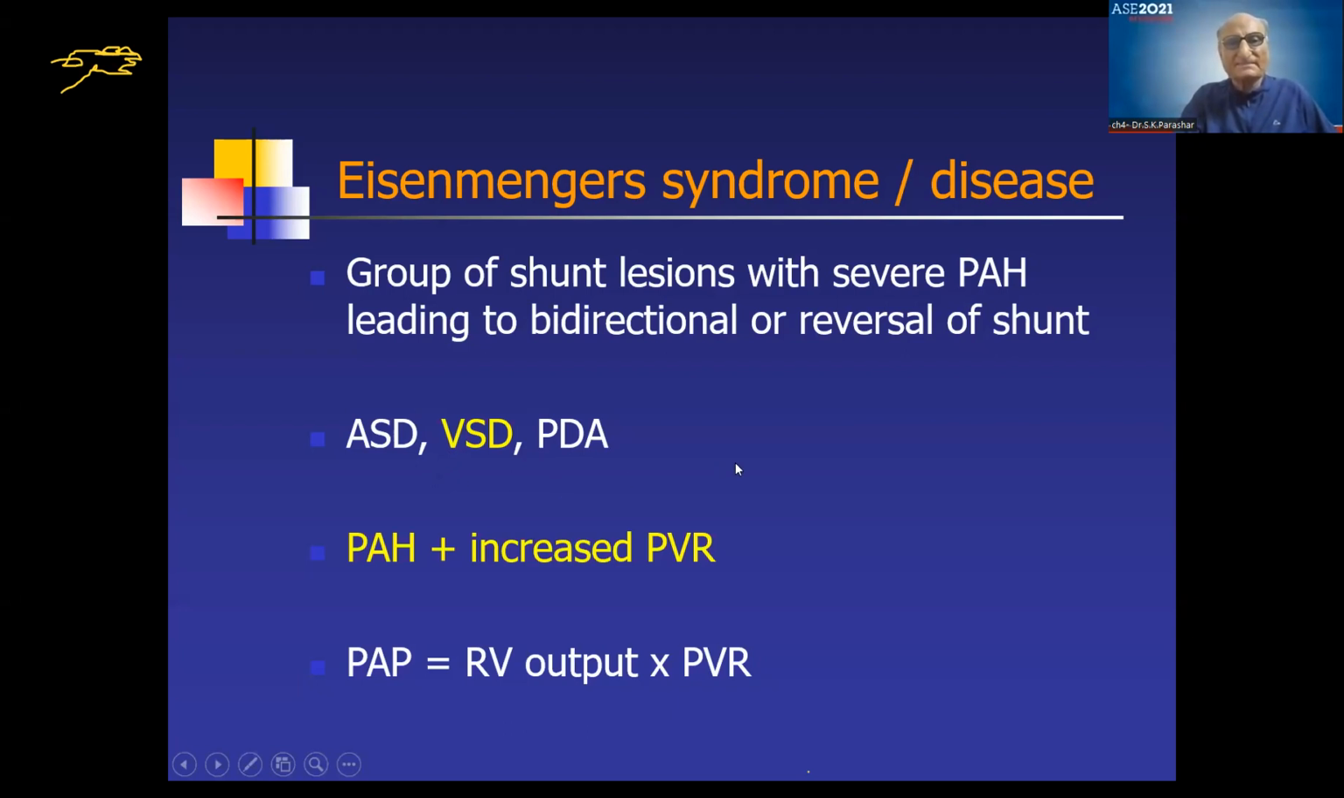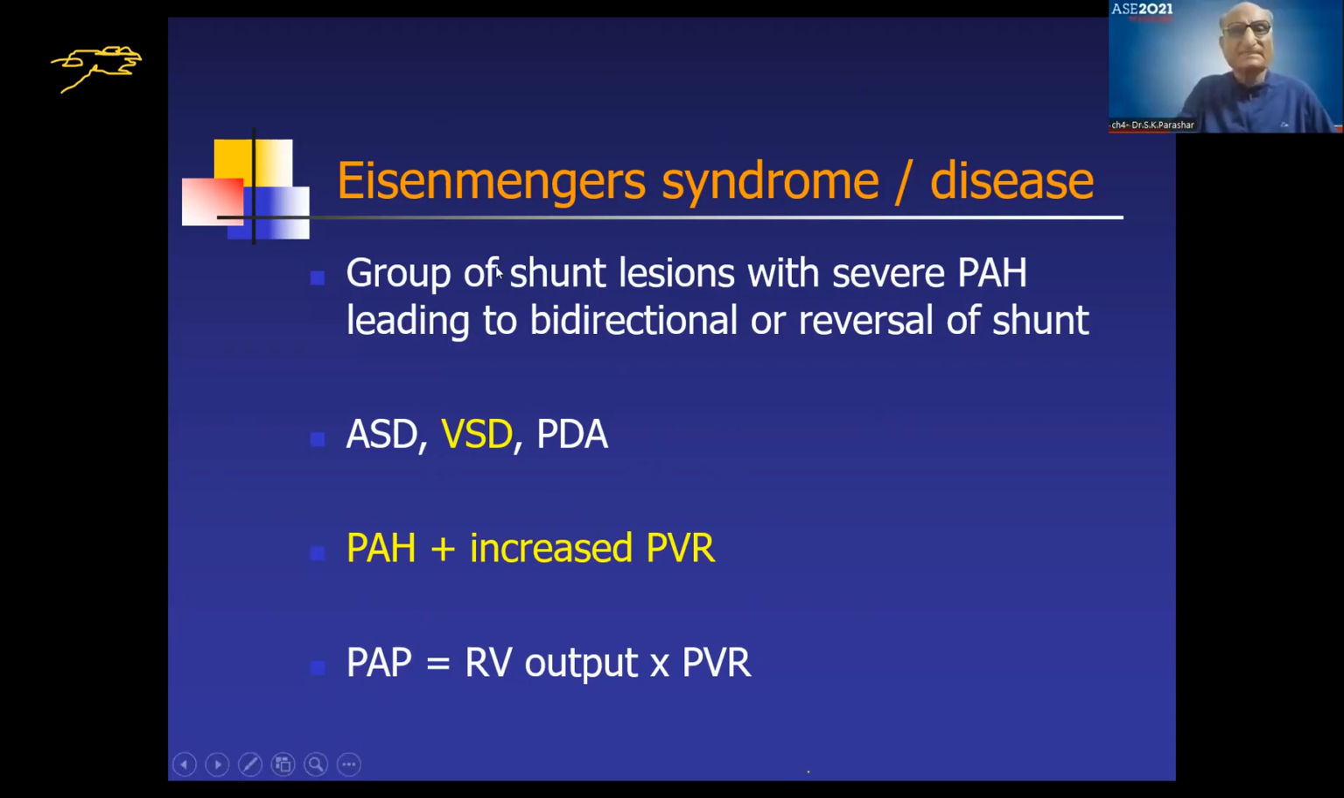So when you see a young lady with severe cyanosis, with bidirectional reversal of shunt, and pulmonary artery hypertension, and once you have ruled out any other cause, then we call it Eisenmenger syndrome or disease, because they have significant pulmonary artery hypertension and increased pulmonary vascular resistance. So these are the common ones also. But before that, you have to rule out other causes before you call it primary pulmonary hypertension.